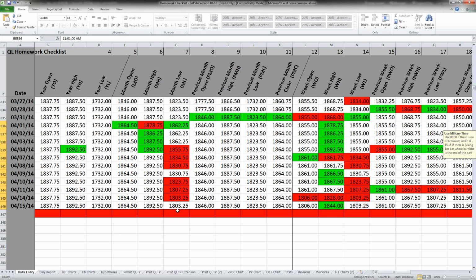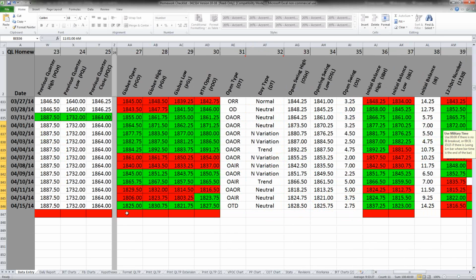Our month low is 1803.25, not even come into play, but you got your previous month open right about where we're trading right now at 1846, and then you can see the close for the prior month is there at the 1864. So that 1862 to 1864 is going to be a key level. I'm just going to keep this moving really quickly.